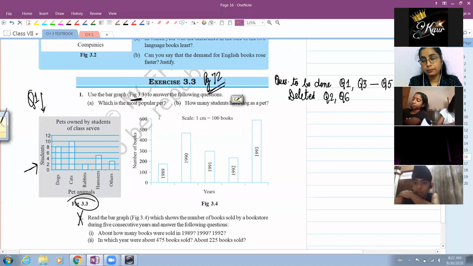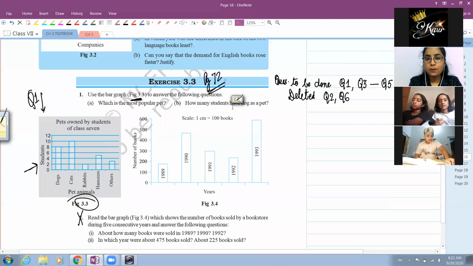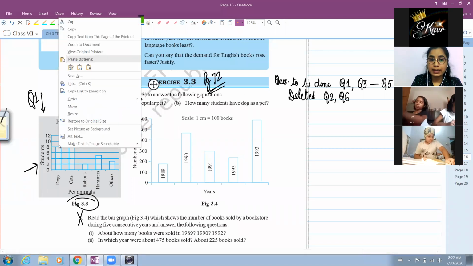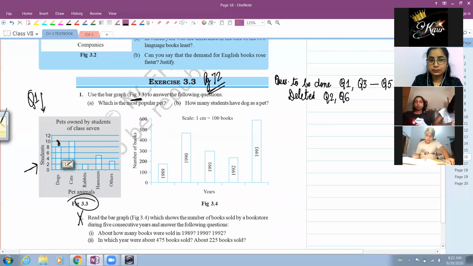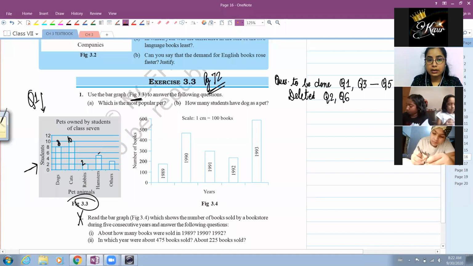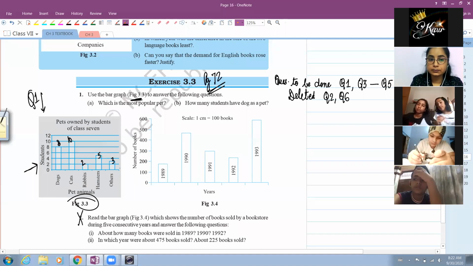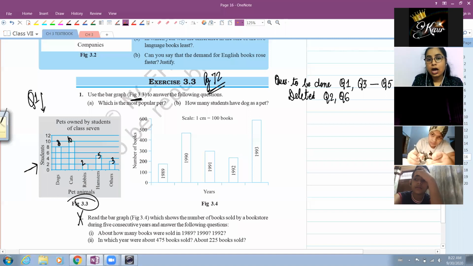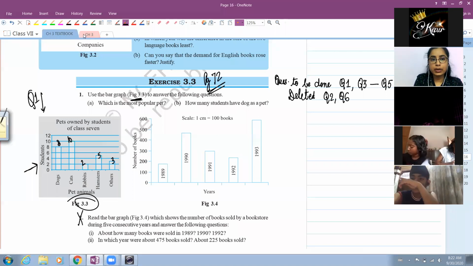Which is the most popular pet? Cats. Cats are the most popular pet. Dogs are fewer. Dogs are only 8 in number, and cats are 10. Rabbits are 2. Hamsters are 5. And others, if anyone has any other pet apart from these, which is the most common one? Cats. And how many students have a dog as a pet? 8 students. So let's just write the answer for this one.